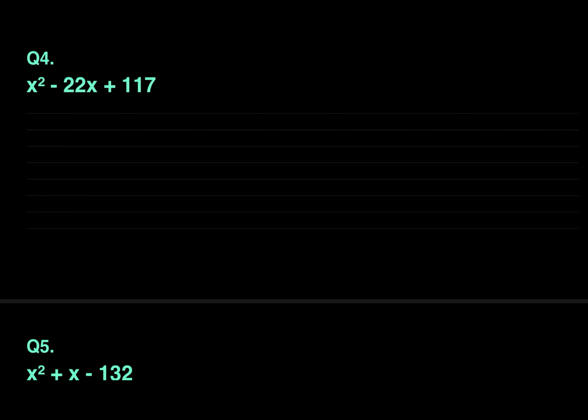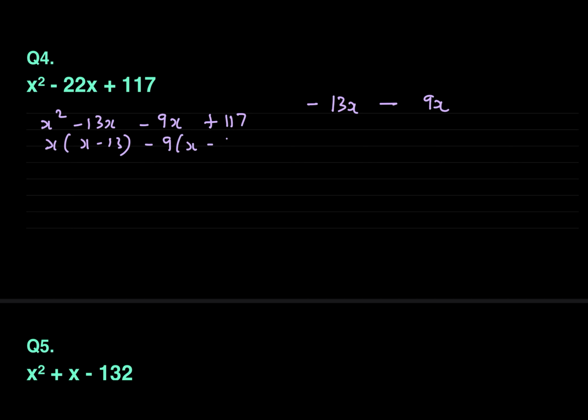Question number 4, 117. Okay, the minute I see 117, I know it comes in the 13 times tables. So 13x and 9x. 13 9s is 117. Also, minus 13 and minus 9 will give me minus 22 and positive 117. So this is what is going to satisfy. So x square plus 117, I'm going to write as it is, minus 13x minus 9x, x minus 13 minus 9, x minus 13.